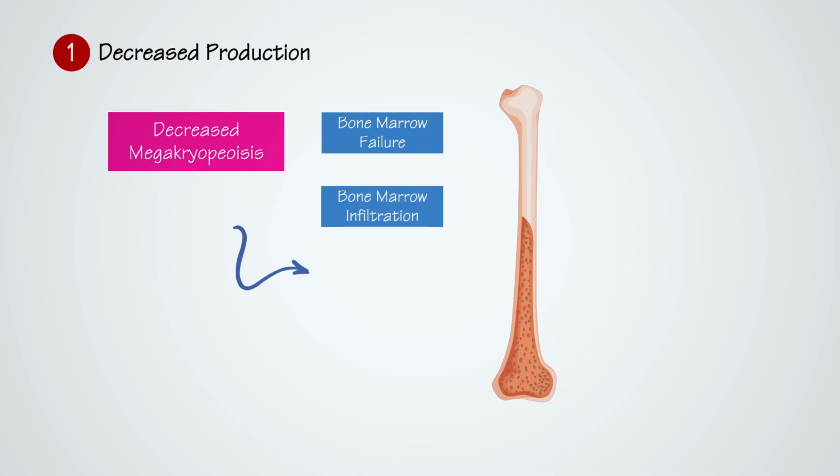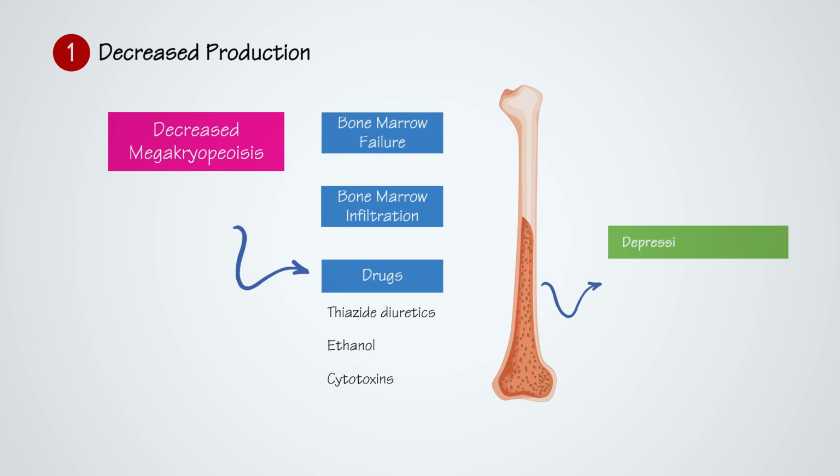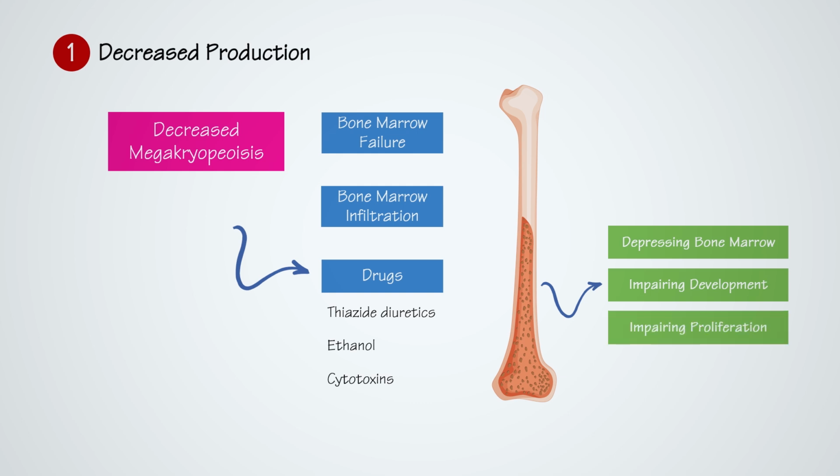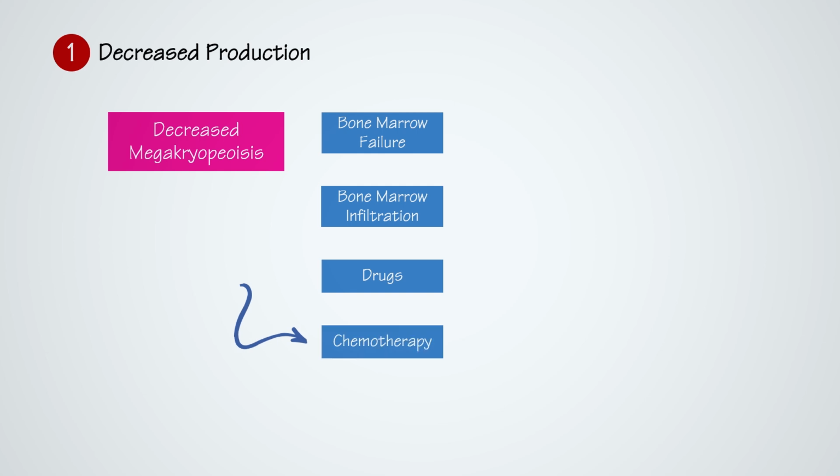Well, drugs like thiazide diuretics, ethanol, and cytotoxins can also cause thrombocytopenia by several mechanisms. Those being either they are depressing the whole bone marrow and specifically impairing the megakaryocyte development or proliferation. Now, chemotherapy can also be a factor.